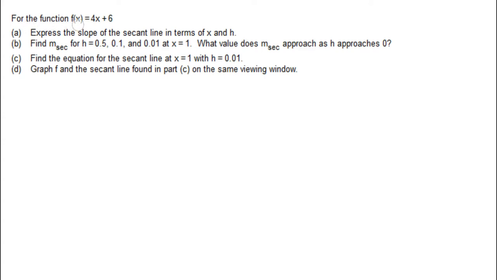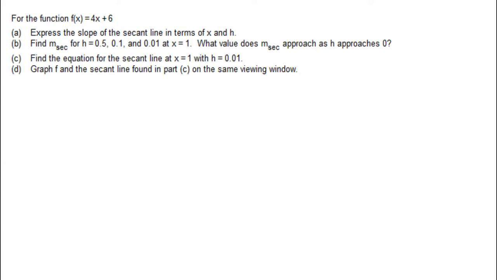For the function f of x equals 4x plus 6, express the slope of the secant line in terms of x and h. And then we have some other parts there, but we'll wait on that. What I want to do is talk about the secant line first. I want to give you an idea what the secant line is.